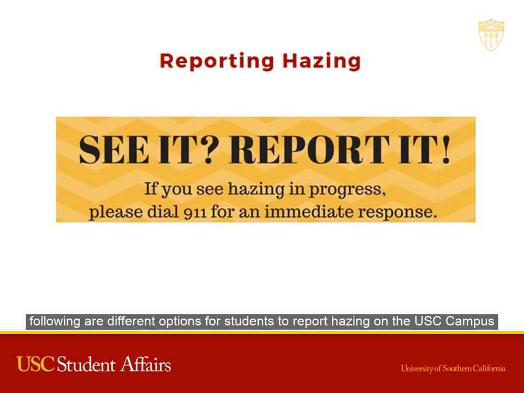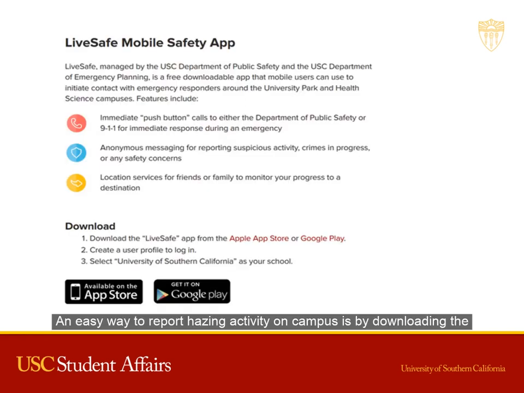The following are different options for students to report hazing on the USC campus. An easy way to report hazing activity on campus is by downloading the LiveSafe mobile safety app, which is managed by the USC Department of Public Safety and Department of Emergency Planning. It gives students immediate push-button calling to the Department of Public Safety or 911 for immediate response during emergencies, as well as anonymous reporting to submit information on suspicious activity, as well as crimes in progress and other safety concerns.